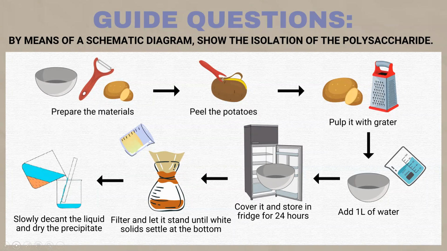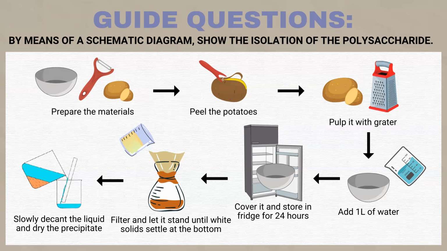So this part is the isolation of polysaccharide through a schematic diagram. According to what I researched, first we have to prepare the materials, which are the potato, the peeler, the bowl, and the grater. After that, we peel the potato and grate it. Then, since we grated the potato, we put it in liquid, adding 100 ml, and then store it for 24 hours.